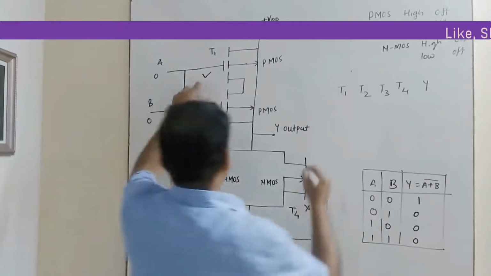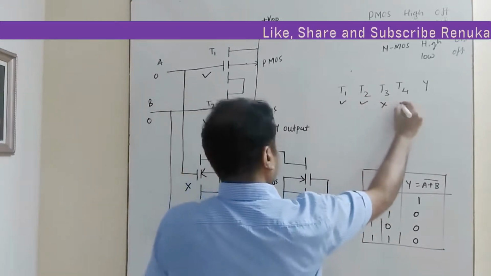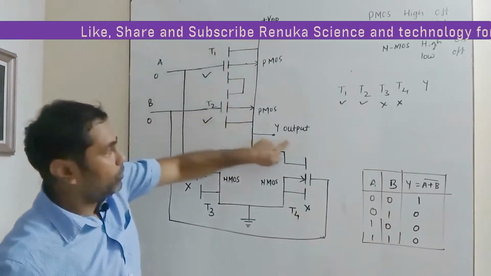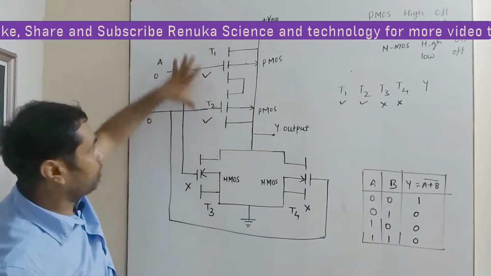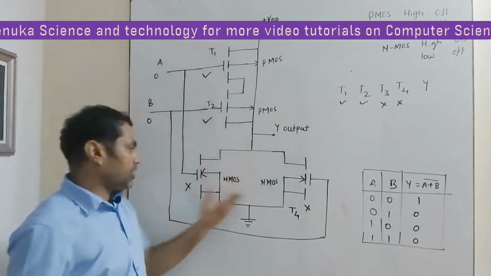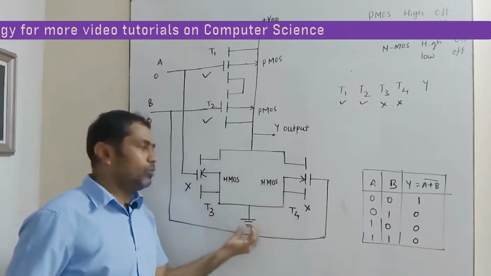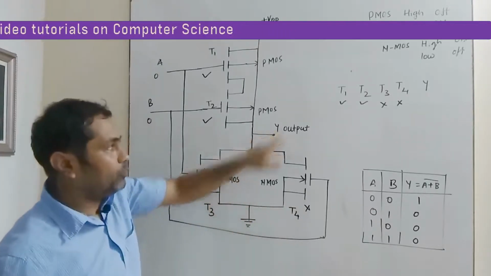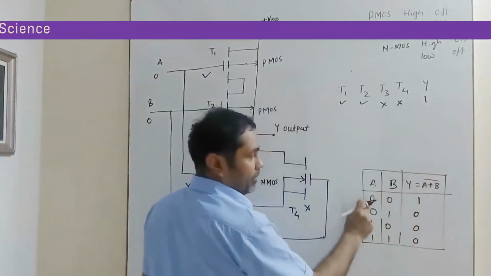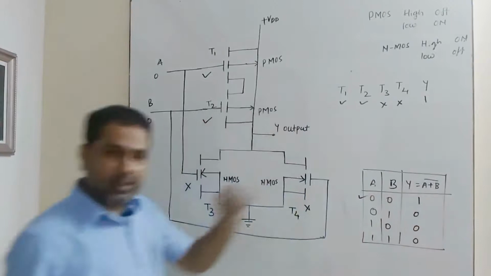Let us summarize this. T1 is on, T2 is on, T3 is off, and T4 is off. From the power supply, current can easily flow towards the output because both the transistors T1 and T2 are on. So current is easily available here. But the NMOSes are connected in parallel and both are off, so current cannot sink towards ground. So current is deposited here, and at the output we will get a high output. So here output is 1. What we started with, input A was 0, input B was 0, and we are getting 1 at the output. So the first condition is satisfied.